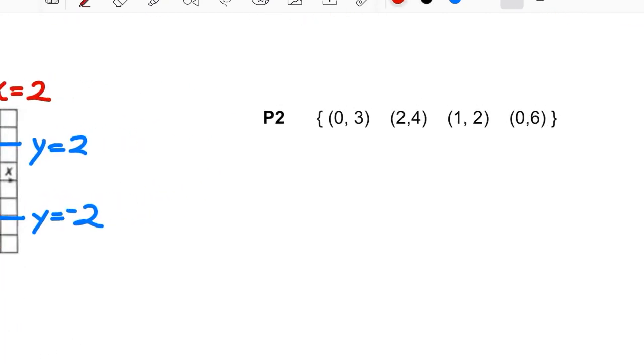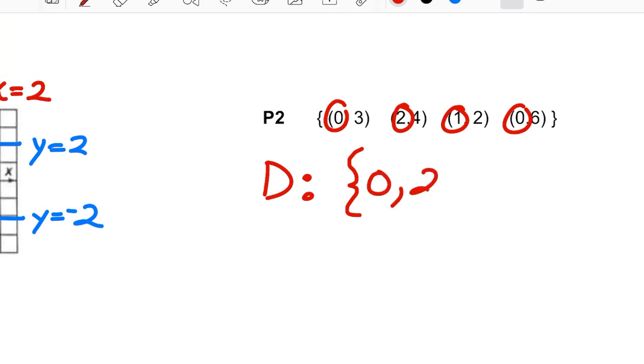Practice 2. The domain. The x values. Now it's pretty easy to say that the x values are these circled numbers, but how do you write that? Well, two things. You write it using roster notation, and the second thing is you do not repeat. You do not repeat the number 0 because it's already in the domain. It's already been written. So your domain is just 0, 2, and 1.